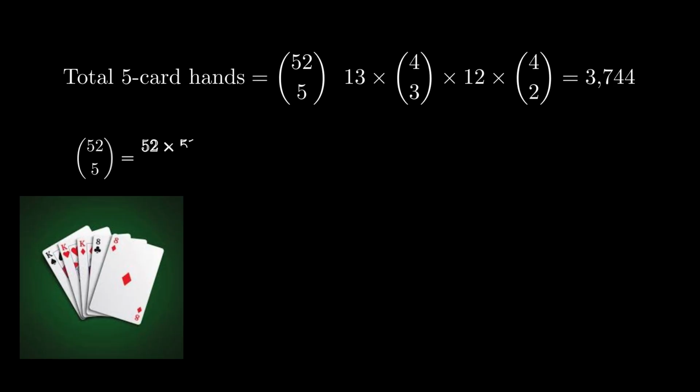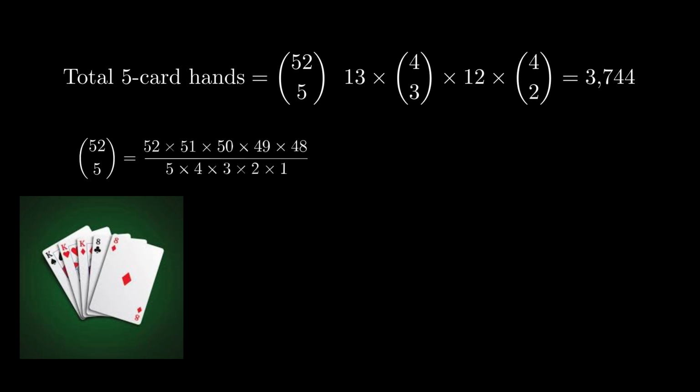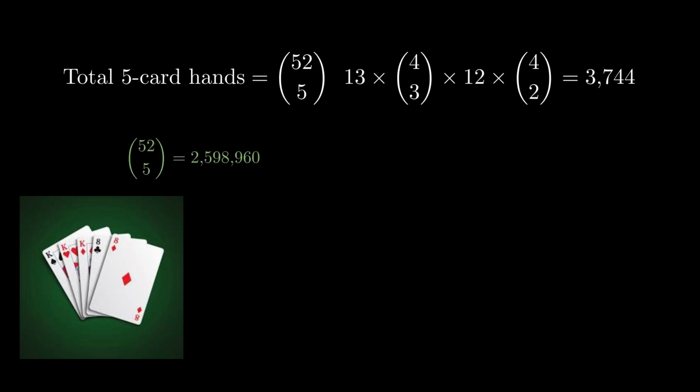Now that we've calculated the numerator, or the number of full house hands, we can now calculate the denominator, or the number of combinations of 5 made from a deck of 52 cards. You can now see that calculation gives us 2,598,960 combinations, and that'll be our denominator.